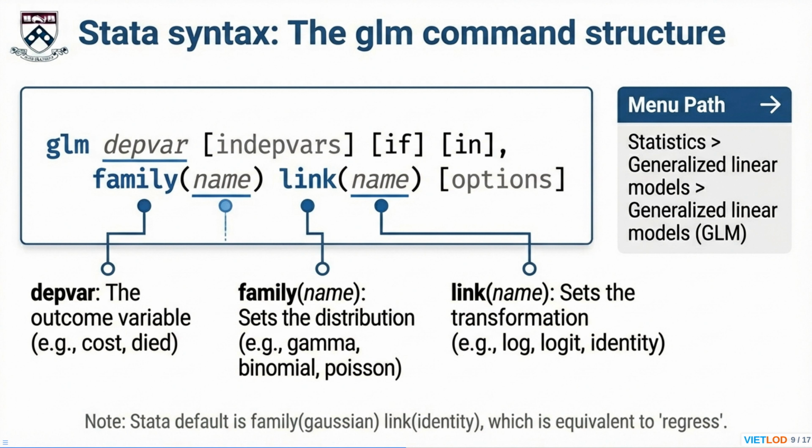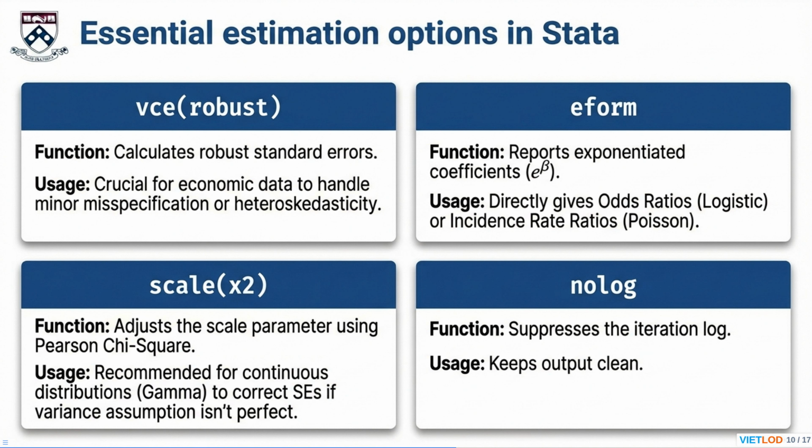The crucial options for GLMs are family name and link name. Family name specifies the probability distribution for your dependent variable, like gamma for skewed continuous data, binomial for binary outcomes, or Poisson for count data. Link name defines the transformation function that connects the mean of your outcome to the linear predictor, with common choices being log, logit, or identity. It's important to remember that if you omit the family and link options, Stata defaults to family Gaussian and link identity, which means the GLM command will behave identically to the standard regress command.